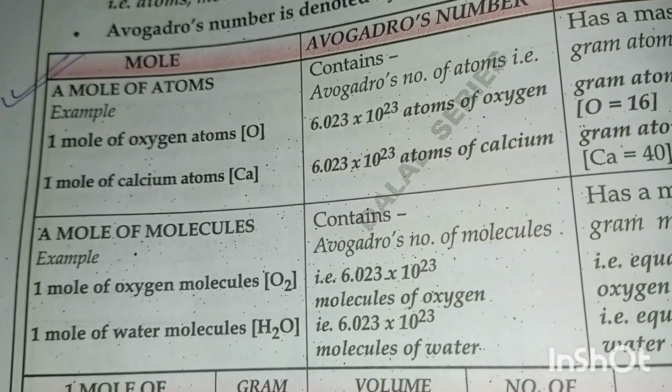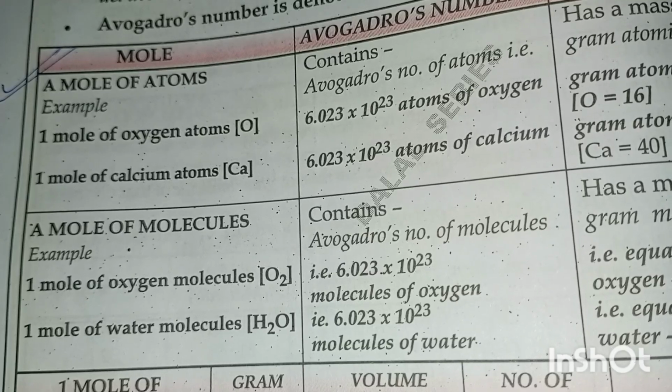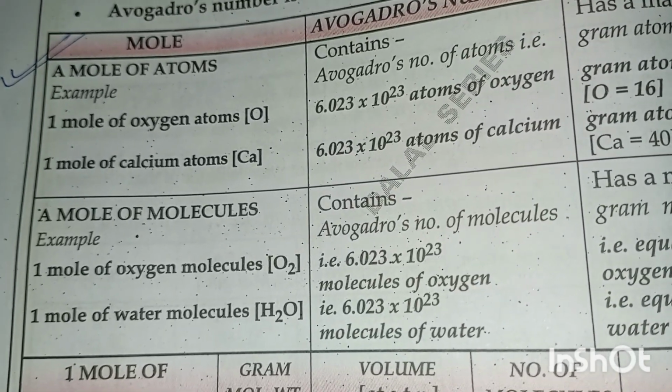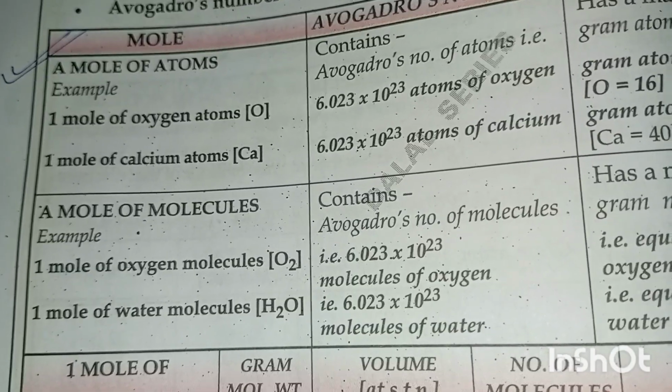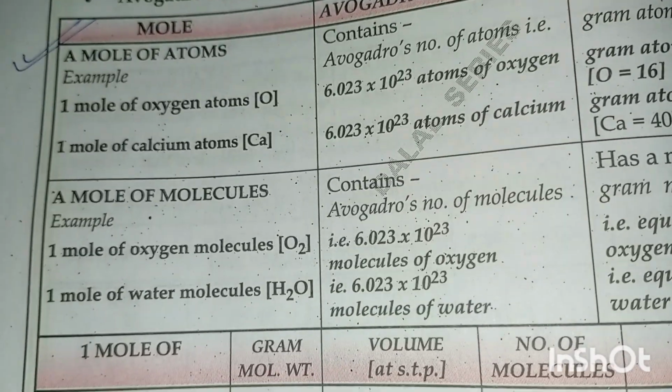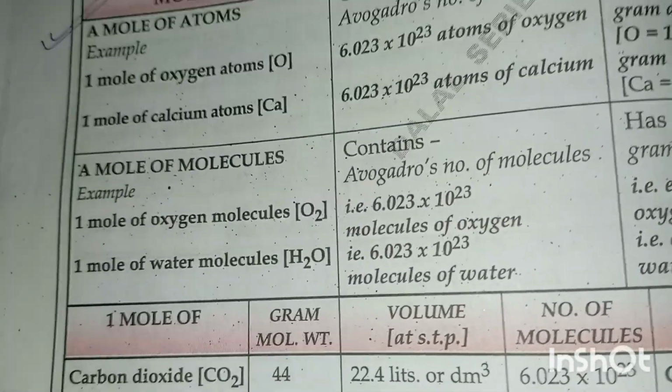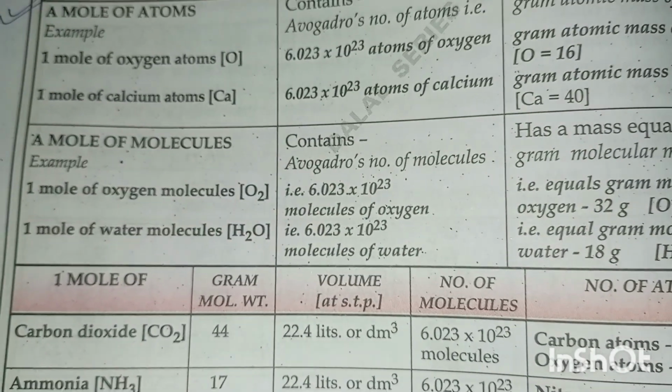Okay, so for example, 1 mole of oxygen atoms will contain how many atoms of oxygen? 6.023 into 10 to the power 23 atoms of oxygen. Similarly, 1 mole of calcium atoms will contain the atoms of calcium equivalent to the Avogadro number. 1 mole of molecules will also contain 6.023 into 10 to the power 23 molecules of oxygen.